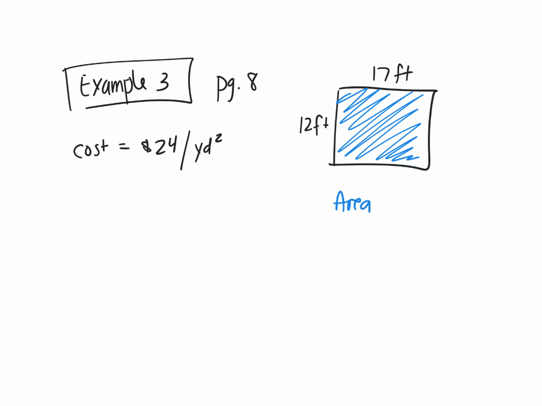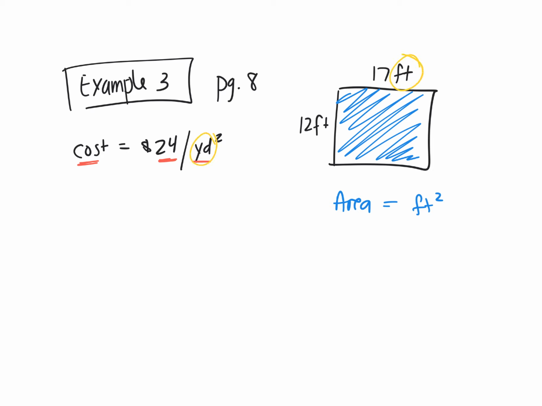Now there's one thing though. We're told that the carpet costs $24 for every square yard. Well, we're going to find the area in square feet, right? But we need to know what it is in yards. So how are we going to solve this? We're trying to convert from feet to yards.